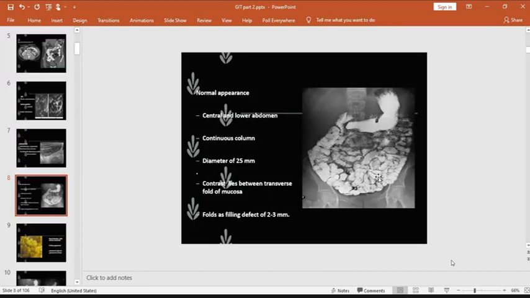Now we talk about the normal appearance of the small bowel by barium. It is central and extends from the start of the jejunal region down to the pelvis. This is the small bowel. The diameter would be 25 millimeters or less. Contrast lies between the transverse folds, which are called valvulae conniventes. The thickness of the fold itself is not more than 2 to 3 millimeters.